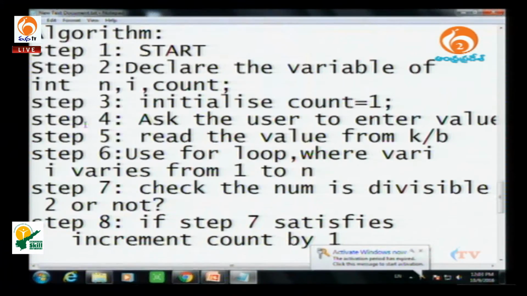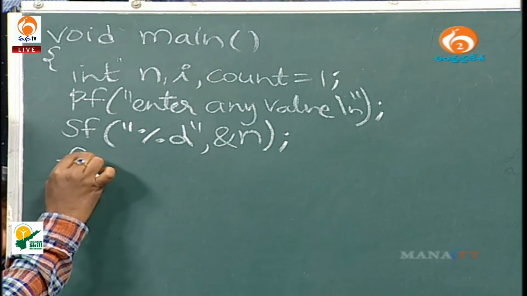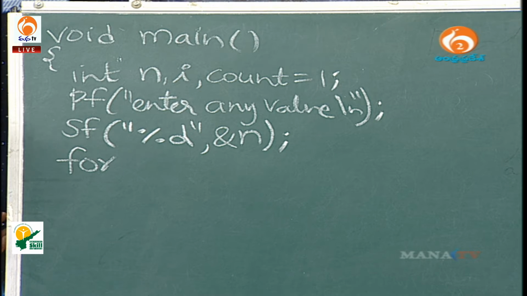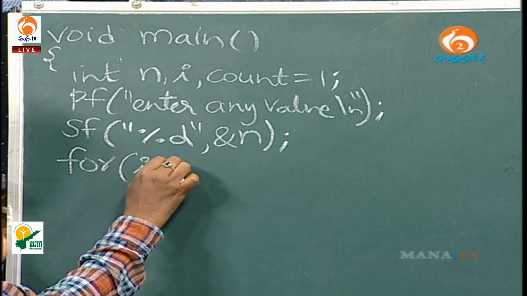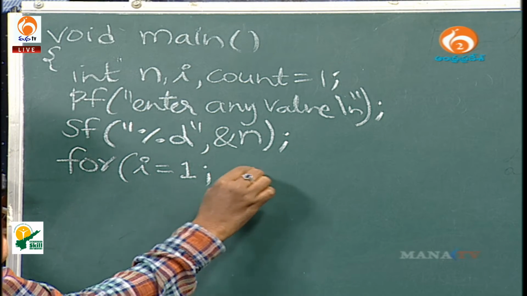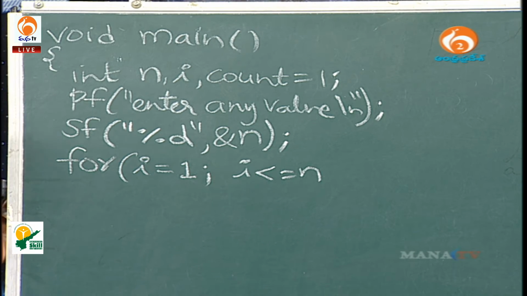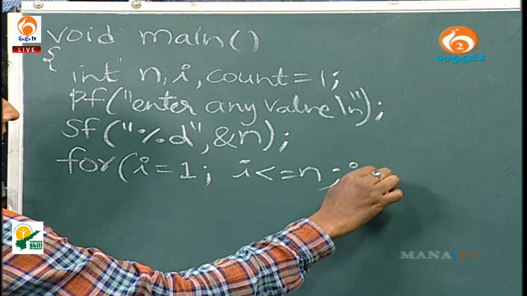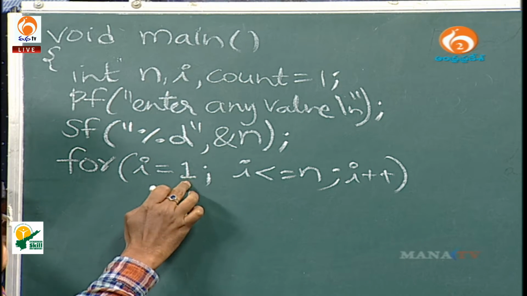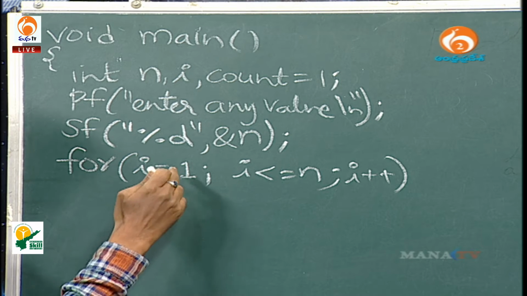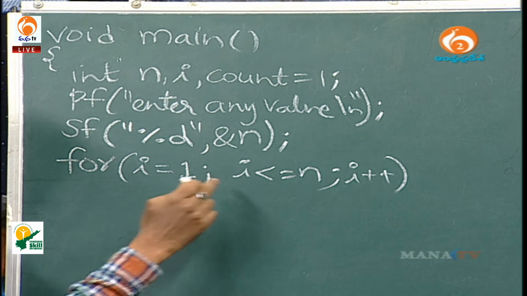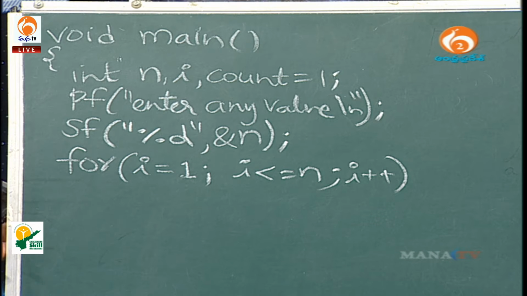Next, what is step 6 here? Use for loop where i varies from 1 to n. So here I am implementing that step: use for loop where i varies from 1 to n, with i++. Where i varies from 1 to n means every time it has to be 1, 2, 3, in general n times this for loop will be executed.